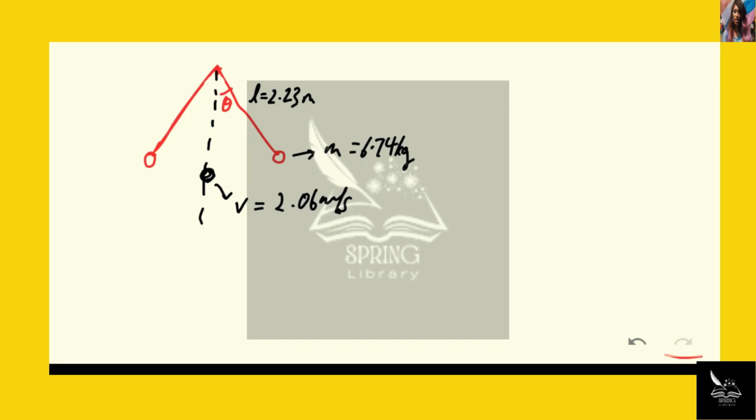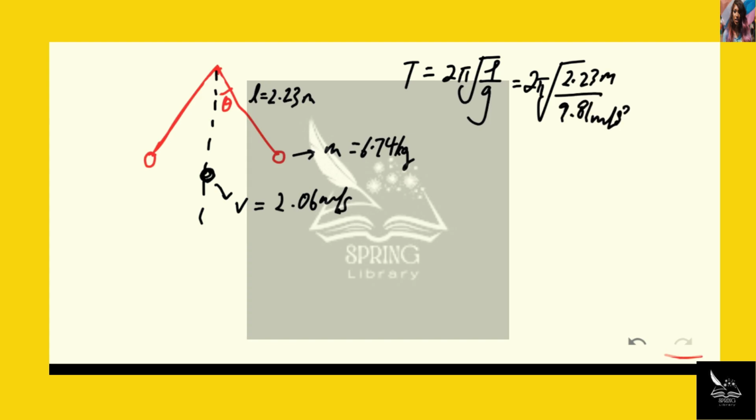We're going to find a few different properties of this pendulum. The first one is the period. Period is given as 2 pi square root L over g. It should be quite easy to find since we are given L, which is 2.23 meters, and we should get this to be about 3.00 seconds.